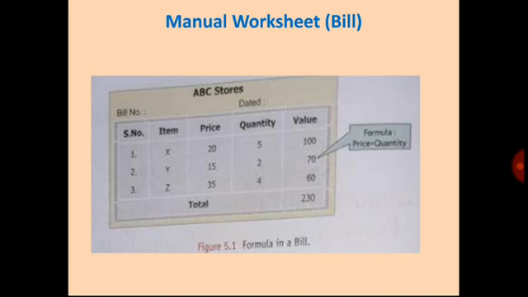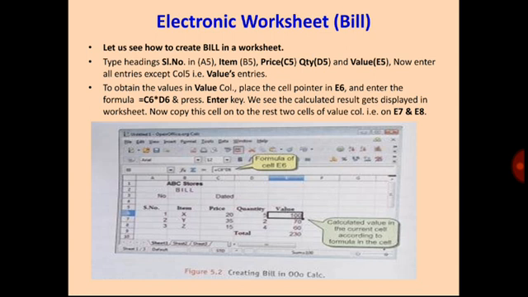This is a manual worksheet where a company ABC store is maintaining its bill using a worksheet, and there are 5 columns: serial number, item, price, quantity and values. The values in serial number, item, price and quantities are already filled, and we are supposed to calculate the value column by using the formula price into quantity.